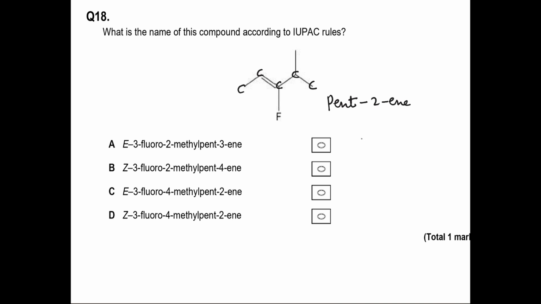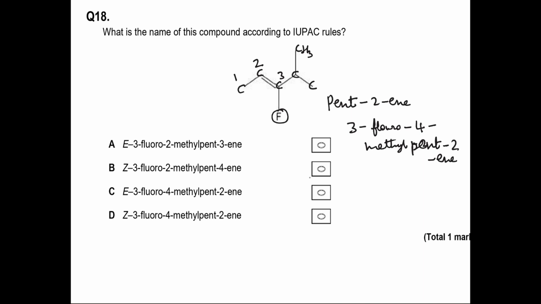Now add the groups. So if you're starting the numbering from 1, 2, 3, on the third carbon you have got fluoro, and on the fourth carbon is the methyl group. Okay, so that methyl group needs to be named as well. So I would say it is 3-fluoro-4-methylpent-2-ene. Okay, so that's the name.